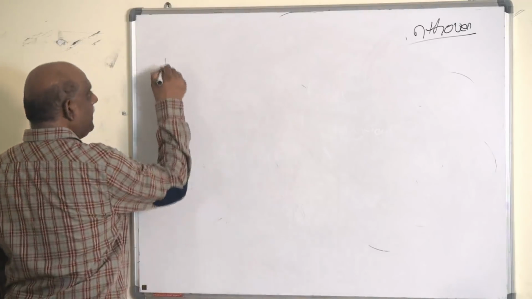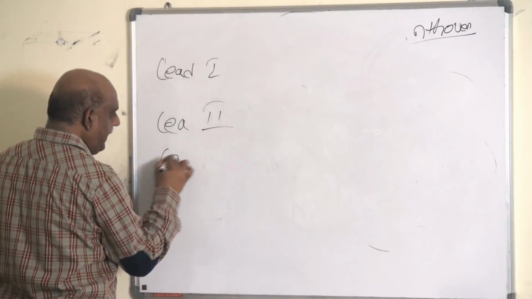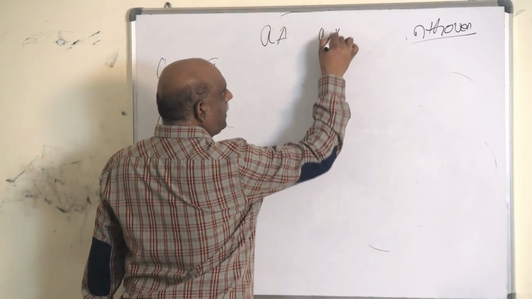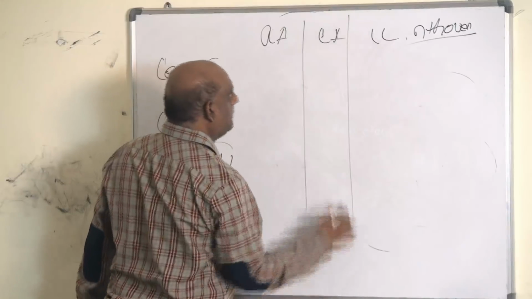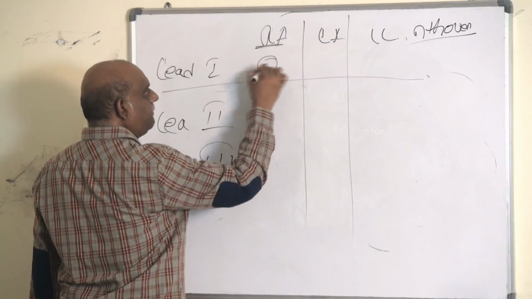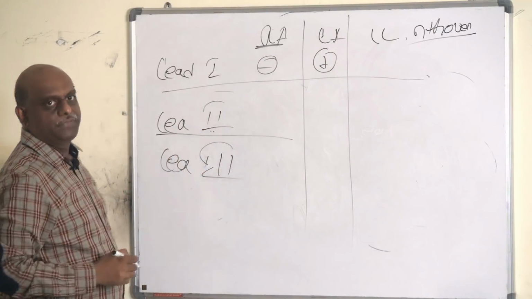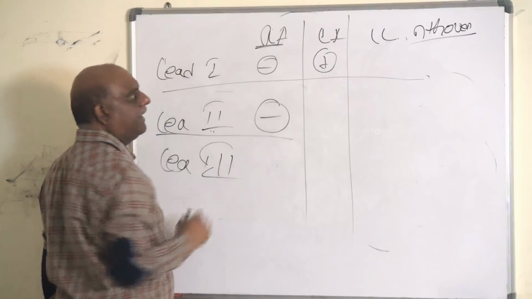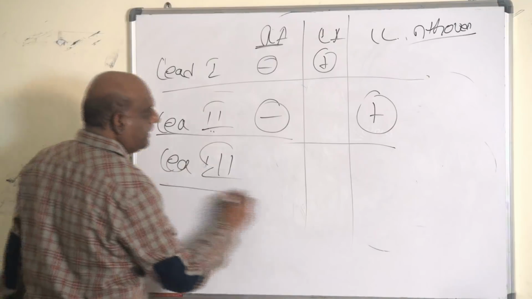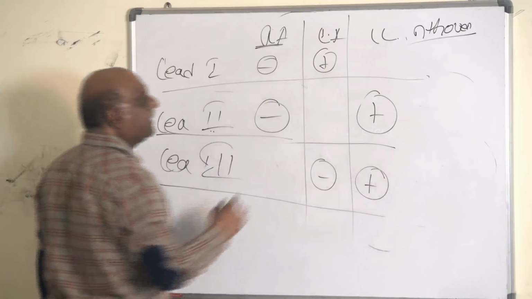Now quickly tell me: lead 1, lead 2, lead 3. What do you connect? You have a right arm, left arm, left leg. Now you tell me. Lead 1 means what? Right arm, negative electrode, and left arm, positive electrode. So what is lead 2? Lead 2 is right arm, negative electrode, left leg, positive electrode. What is lead 3? Lead 3 is left arm, negative electrode, and left leg, positive electrode.